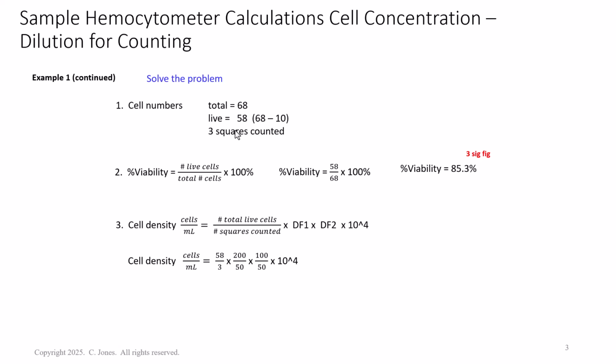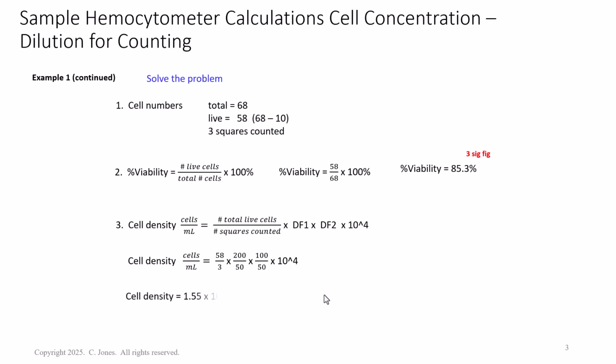So the cell density then, if we just plug the numbers in, 58 live cells divided by the 3 squares they were counted in. So 58 live cells divided by 3 squares times the first dilution factor, 200 over 50, times the second dilution factor, 100 over 50, times 10 to the 4th. Okay, and yes, you could simplify these to 4 over 1 and 2 over 1. I always just leave it like this because when you do these in your head, sometimes you make a mistake.